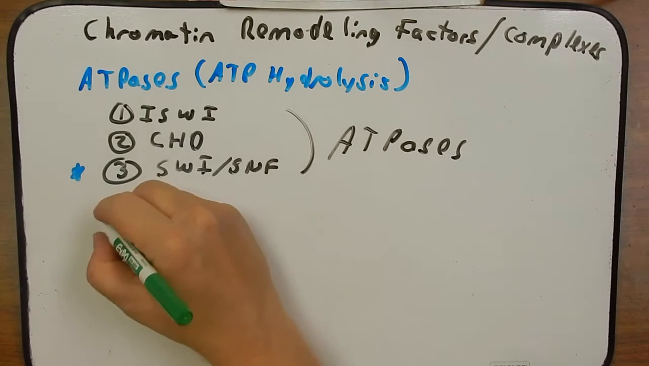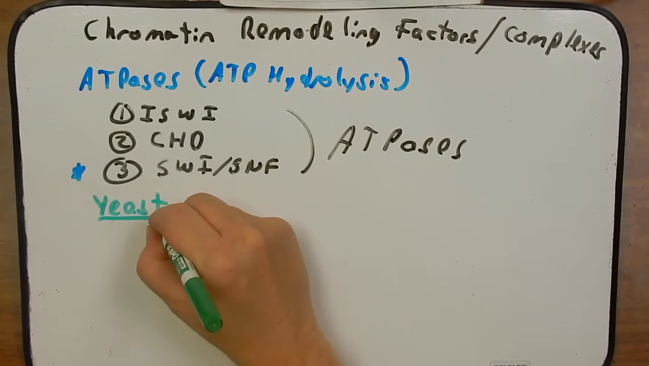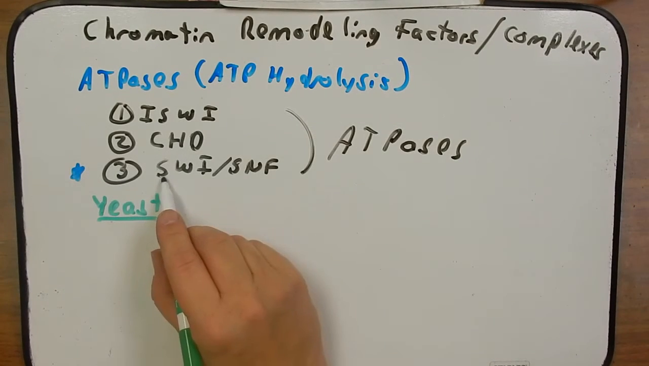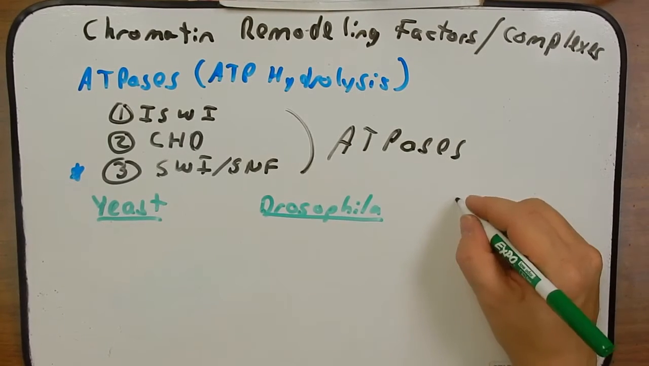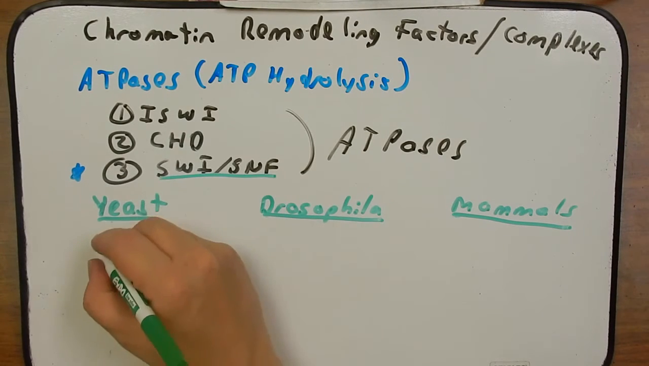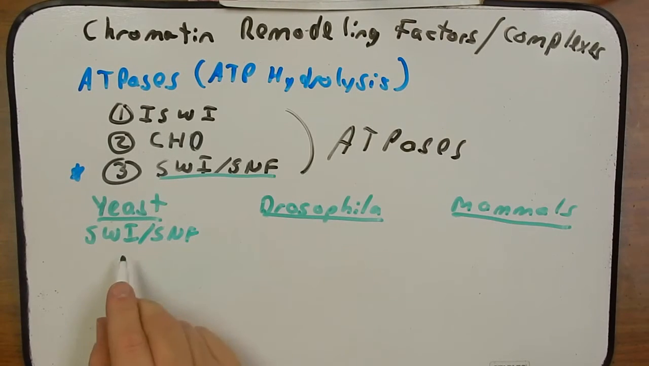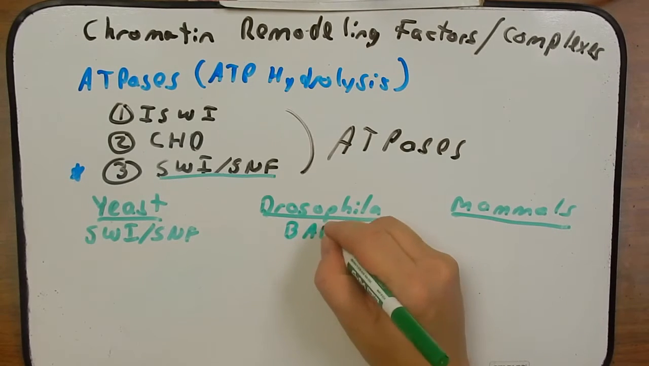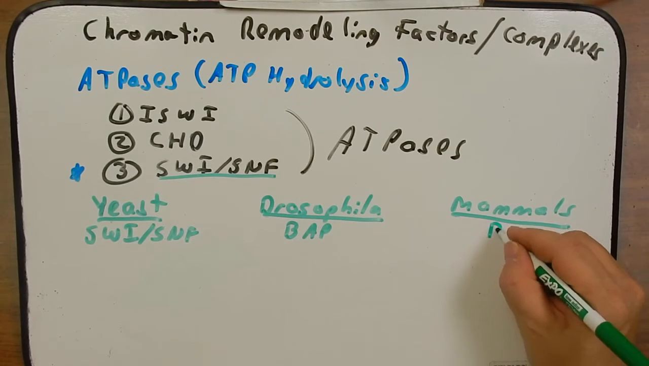And I'm going to focus, for the most part, on the one in yeast, because we know a lot more about that one. But there are homologs of this complex also in Drosophila and mammals. In yeast, we call this complex, after its original name, the SWI-SNF complex. In Drosophila, we call it BAP, and then in mammals, it's called BAF.